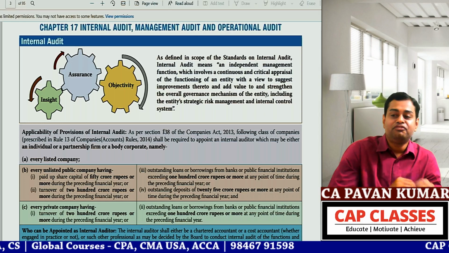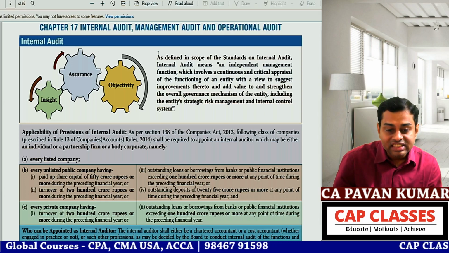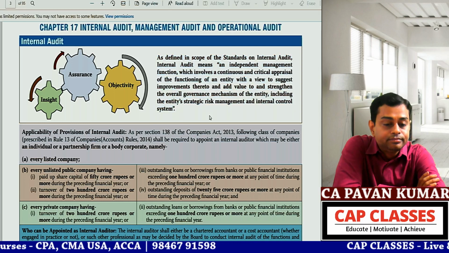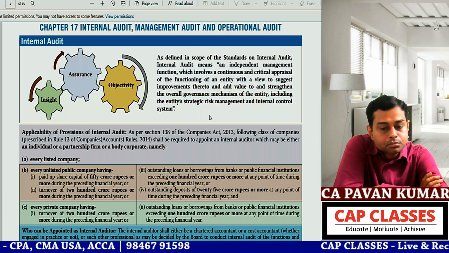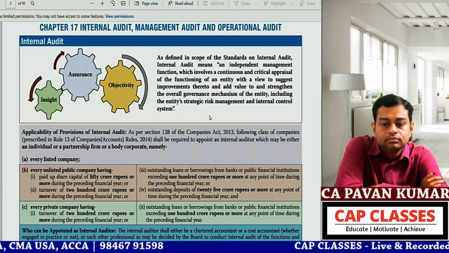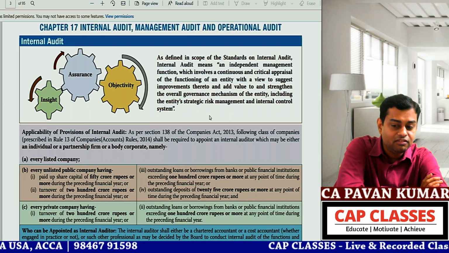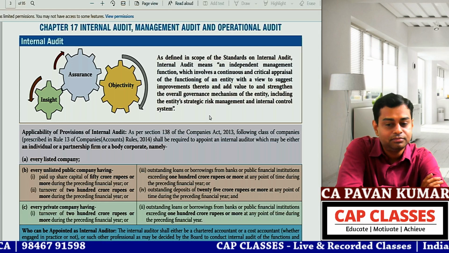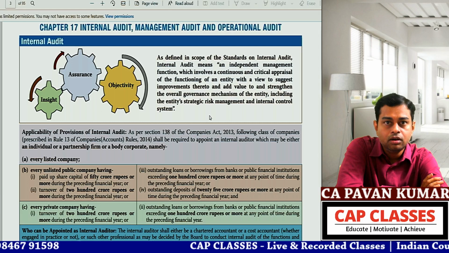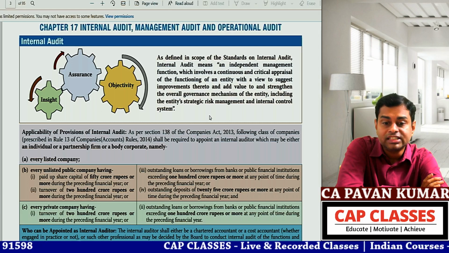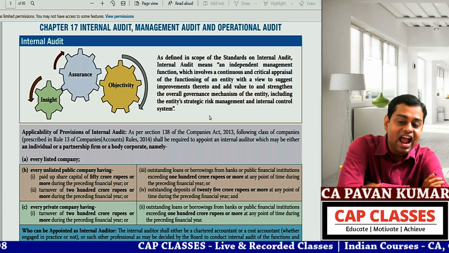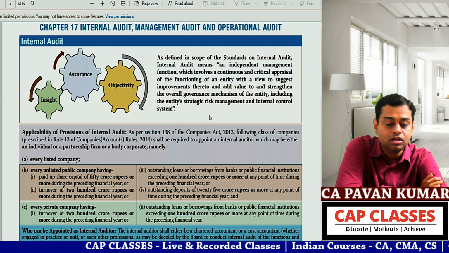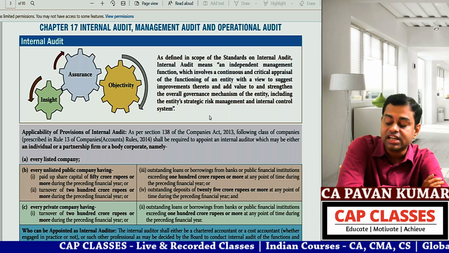Very good. So we'll start with the definition. Could you please read this definition for me and for the benefit of other students? Yes, sir. As defined in the scope of standards on internal audit. Wait. In the first line, ICAI is telling you one more thing: for internal audits, we have separate standards, standards on internal audit, SIA. Do you know for internal audits there are separate standards?